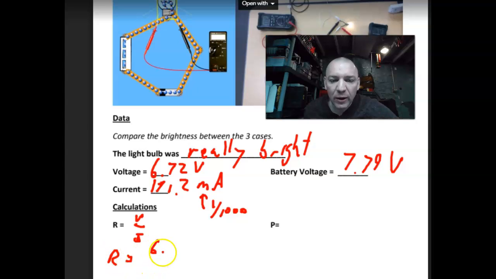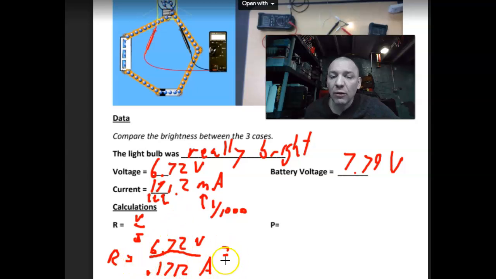The voltage was 6.72 volts, and the current was 171.2 milliamps. Milliamps means divide by 1,000. So I have to move the decimal point over once, twice, 3 times. For my numbers, it's actually 0.1712 amps. So now I converted from milliamps to amps. Then you can do the math on there, and your answer will be in ohms. You have to do 6.72 divided by 0.1712 amps, and that will give you your value in ohms.